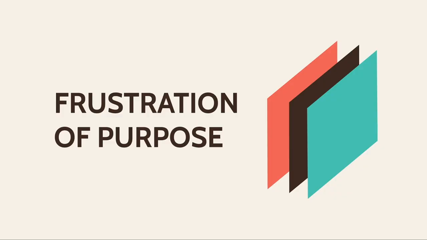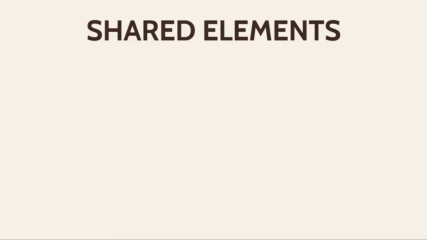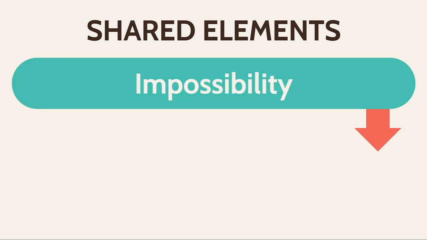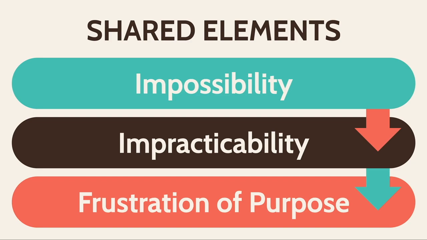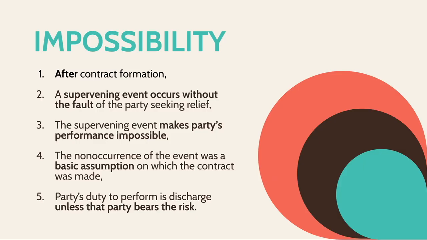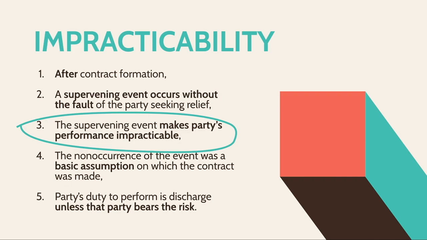So what about this last one, frustration of purpose? This one's a bit different, right? Because it's not on the same spectrum of impossibility and impracticability, but it is similar in many ways. If we line these up, we said that impossibility shares elements with impracticability. And guess what? They both share elements with frustration of purpose. So as we're looking at this, remember, it's that third element where we said the event had to make the performance impossible. And then we saw that with impracticability, it had to make the party's performance impracticable.